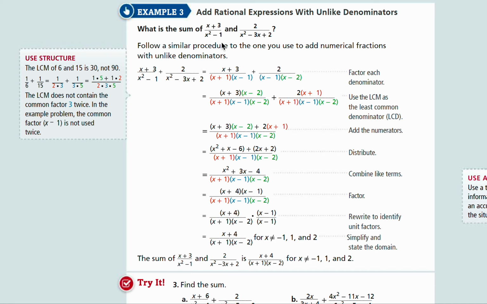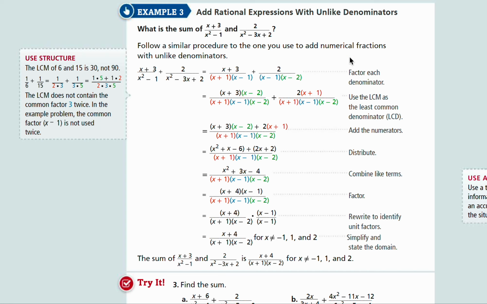So here we have polynomial denominators that are not alike. So we're going to factor them first and see what the LCM is. Factoring x squared minus 1, we have x plus 1 and x minus 1. And then factoring x squared minus 3x plus 2, we have x minus 1 and x minus 2.